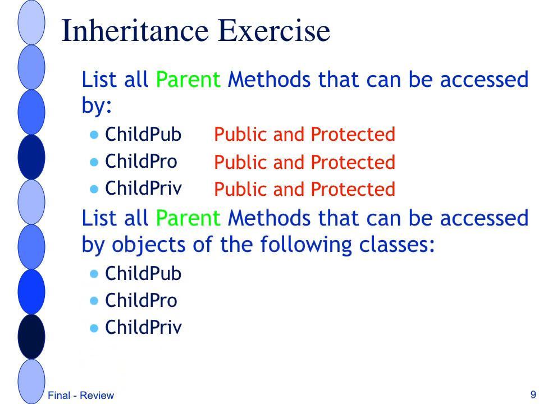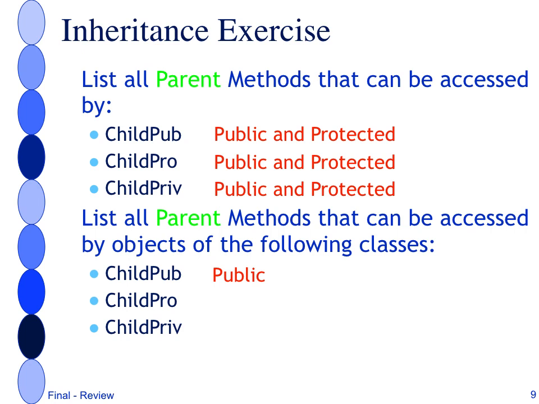So now let's look at the list of all parent methods that can be accessed by objects of the following class. So those are objects. Recall that objects can only access things that are public. So on the child pub, they would be able to see anything that is public, and that's the basic rule of objects: they can see anything public.